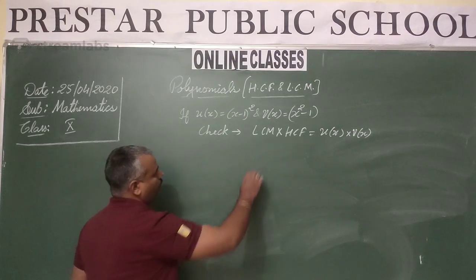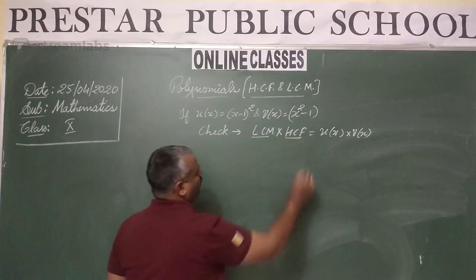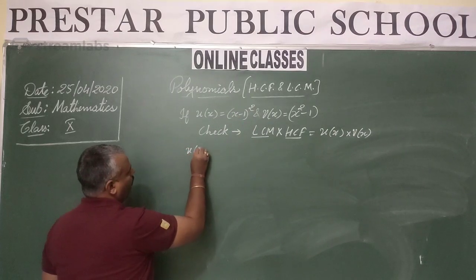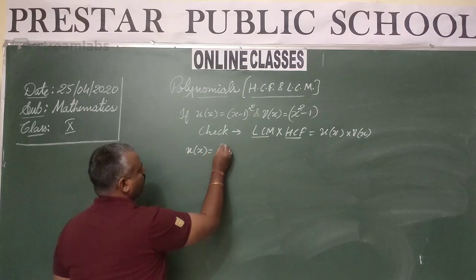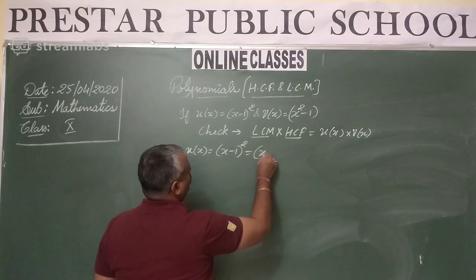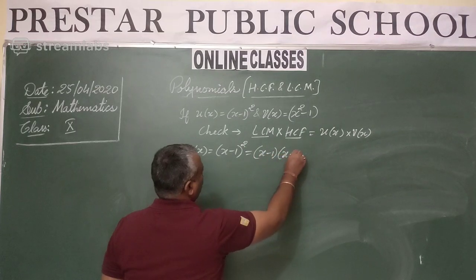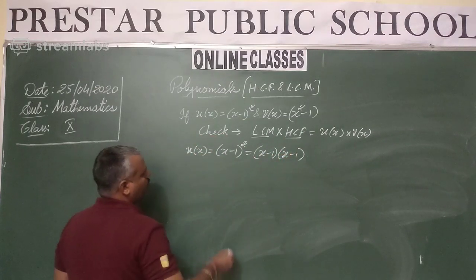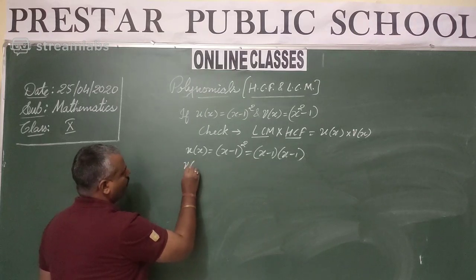So this is the relation which you have to check whether it is true or not. So here now we need the LCM and we need the HCF. First of all, we are going to find them out. The first expression given to us, u of x, is x minus 1 whole squared. So it is x minus 1 multiplied by x minus 1. It is a whole square, meaning 2 times the product will be taken.